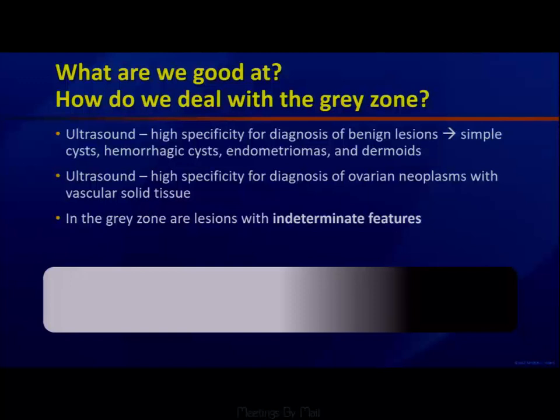So ultrasound, of course, has very high specificity for the diagnosis of benign lesions in the female pelvis. That includes simple cysts, hemorrhagic cysts, endometriomas, and dermoids. So we're great at that. Ultrasound also has high specificity for the diagnosis of ovarian neoplasms with vascular solid tissue. Some of these very often are malignant. We're really good at that. So the white here is a lot of benign things. The black is that danger zone of the vascular, potentially malignant lesions. And then we've got our gray zone. And that's what's challenging. That's where MRI can be most helpful, and we'll get more into that as we move forward.